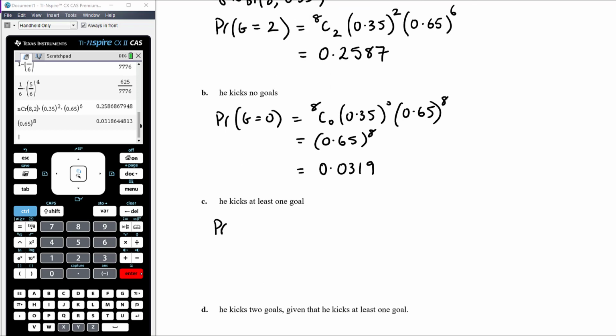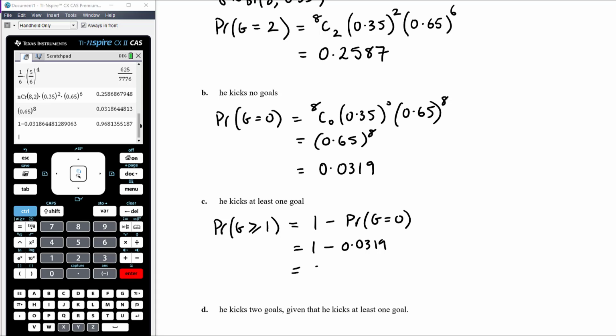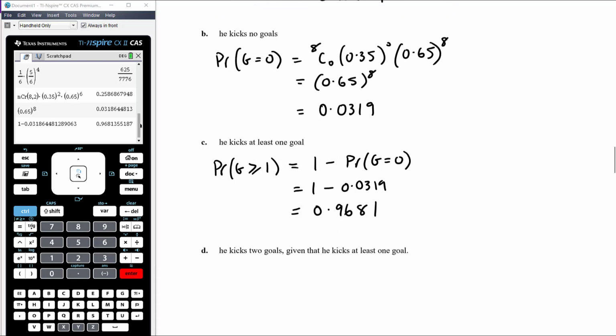Probability that he kicks at least one goal. So the probability that the number of goals kicked is at least 1. Again, that would be 1 or 2 or 3 or 4 or 5 or 6 or 7 or 8 goals. Or we could do 1 minus the probability that he doesn't kick any goals, which we've already worked out. Again, don't use your rounded answers in your calculation. There's no reason to in the CAS. You've got your exact answer here.